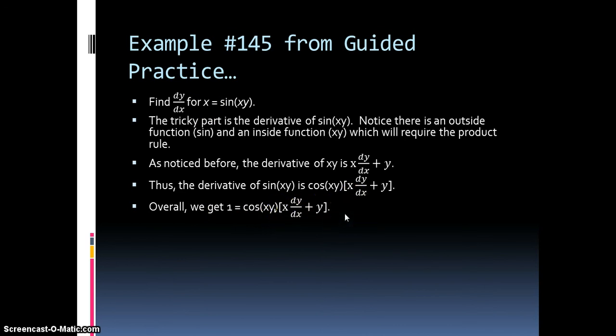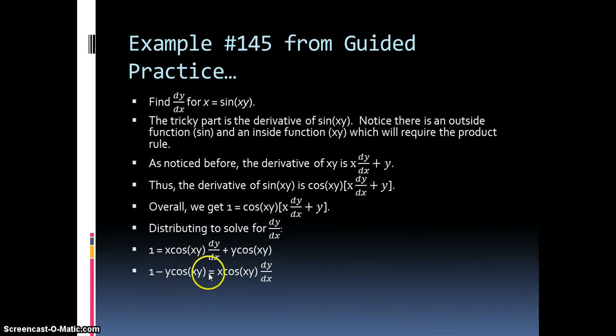Now this looks really complicated, and there are a couple of different ways that you could approach this. But the easiest way, I feel, is if you distribute the cosine of xy among your terms, the x dy dx plus y. When we do so, we get 1 is equal to x cosine of xy dy dx plus y cosine of xy. And now if we want to solve for dy dx, all we have to do is subtract y cosine of xy from both sides, and then divide by x cosine of xy to isolate the dy dx. It's not too bad, but you got to get a lot of practice with it.